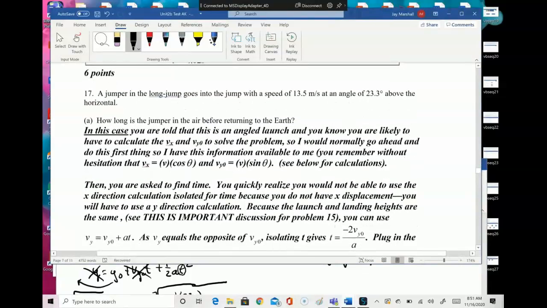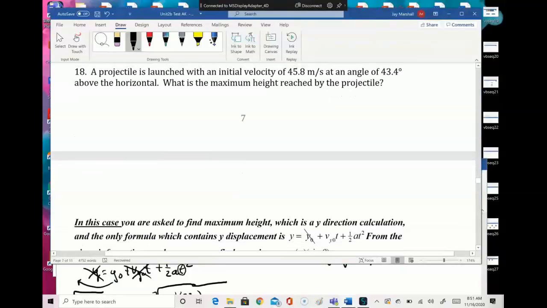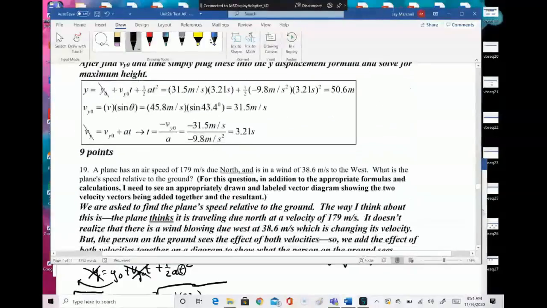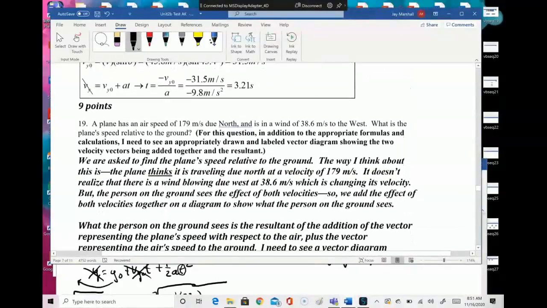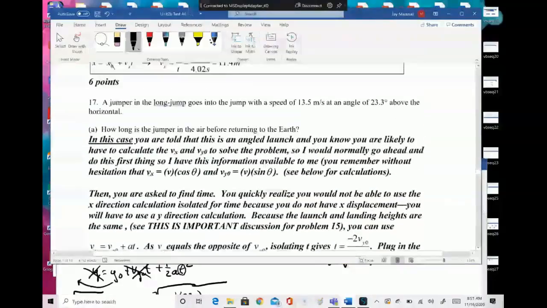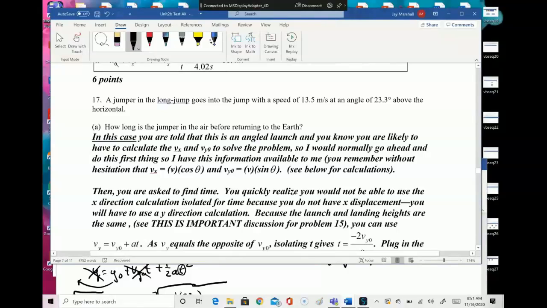Now what about angled launch? And we just did this problem last time. So a jumper in the long jump, I'll probably change the scenario here, but it'll be the same type of problem. A jumper in the long jump goes in the jump with a speed of 13.5 meters per second and an angle of 23.3 above the horizontal.